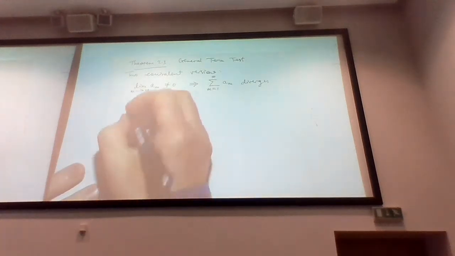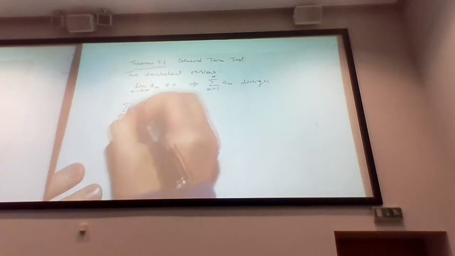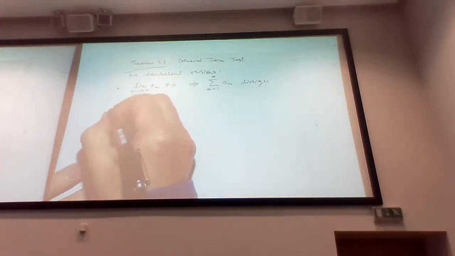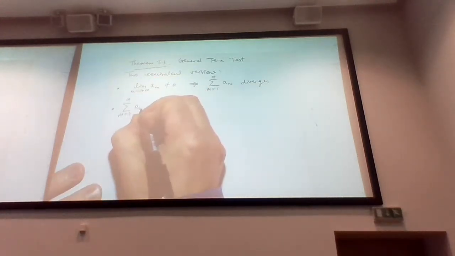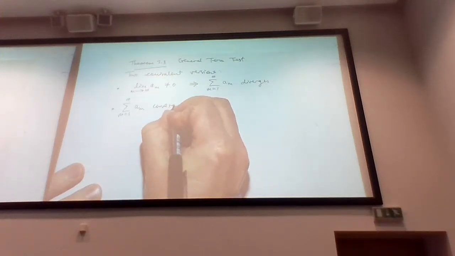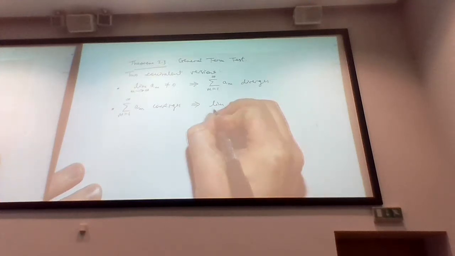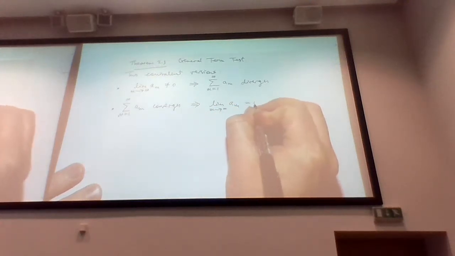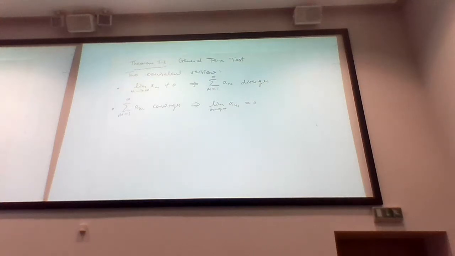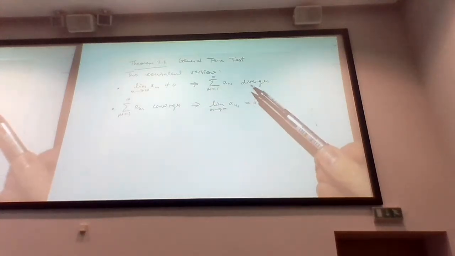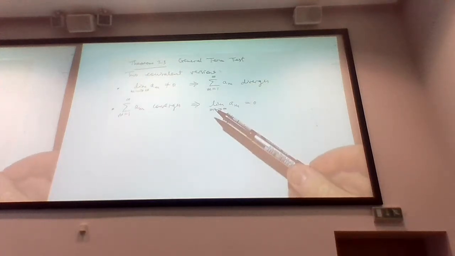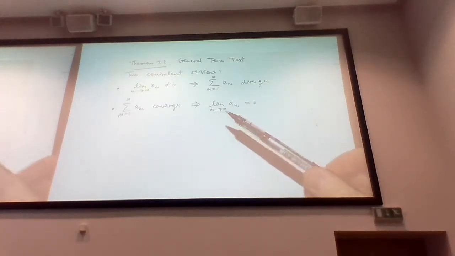So the contrapositive of this is that if the series converges, that implies that the limit of the terms as n goes to infinity is zero. You can appreciate there, I hope, how they are contrapositives of each other. The first one is the structure A implies B, and the bottom one is the structure not B implies not A.